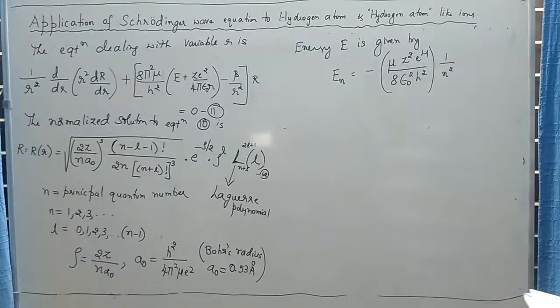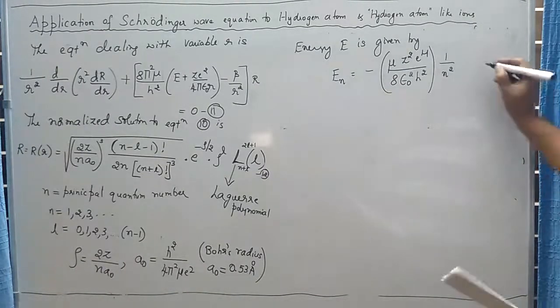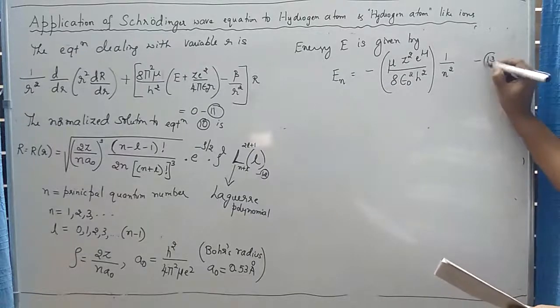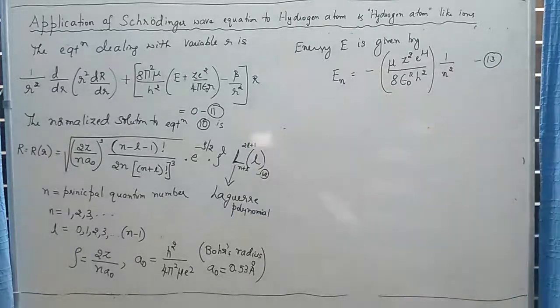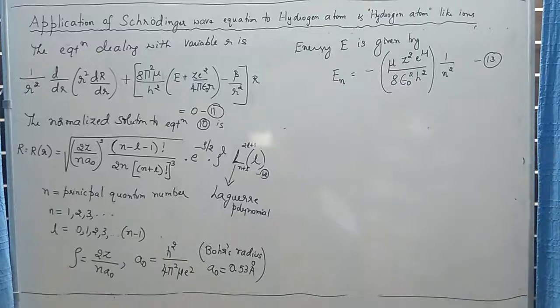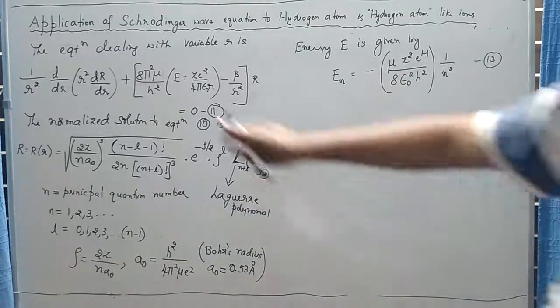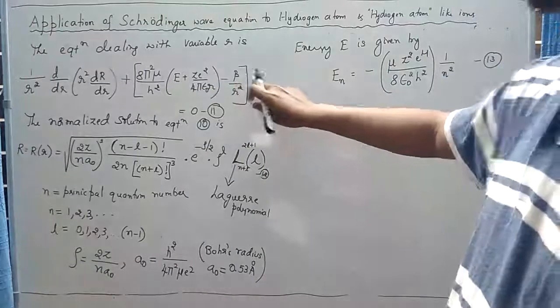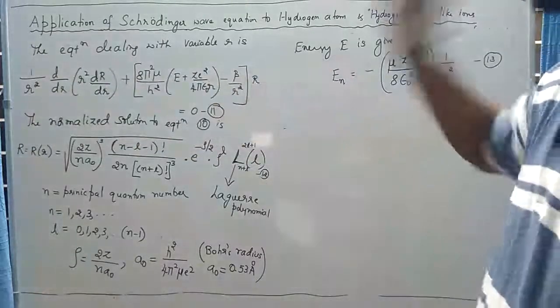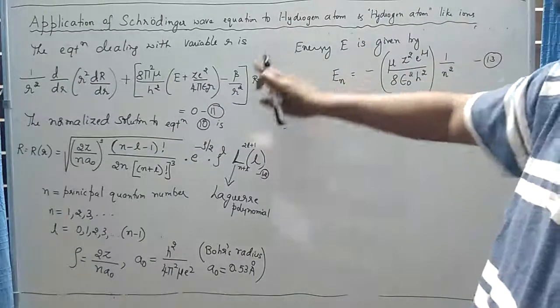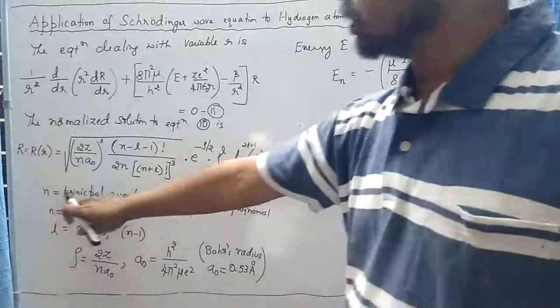So this is the expression for the total energy of the electron revolving around the nucleus of hydrogen atom or hydrogen like ions, okay. And from this equation it is very clear that the energy depends only on the principal quantum number, it does not depend on the other quantum numbers. Why? Because the energy term appears only in this equation dealing with variable r, and when you are solving this differential equation, it gives rise to the principal quantum number.